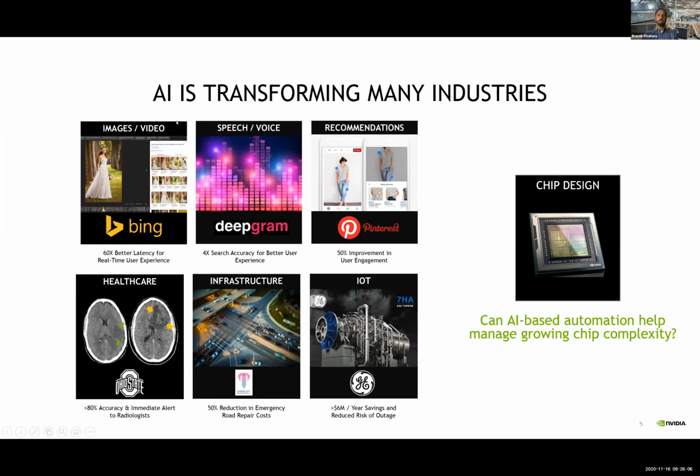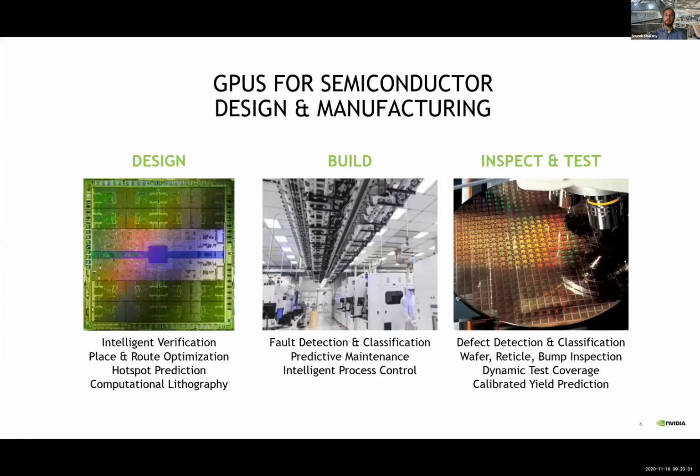Perhaps less familiar to people are all the other industries that are also being affected by AI. In healthcare, AI is helping with diagnostics, infrastructure and public safety markets, as well as industrial markets for things such as anomaly detection and so forth. So it's logical to conclude that AI is going to also transform our industry in terms of how we build chips themselves. And so that's the research question we've been tackling.